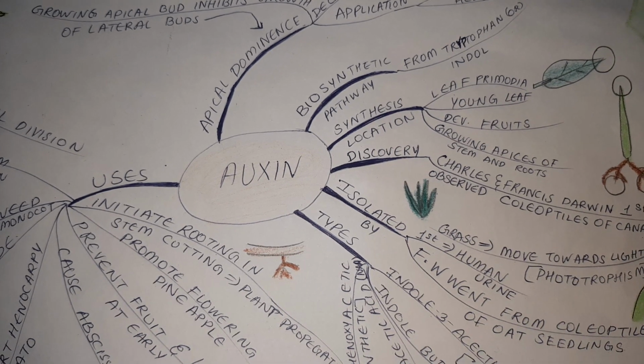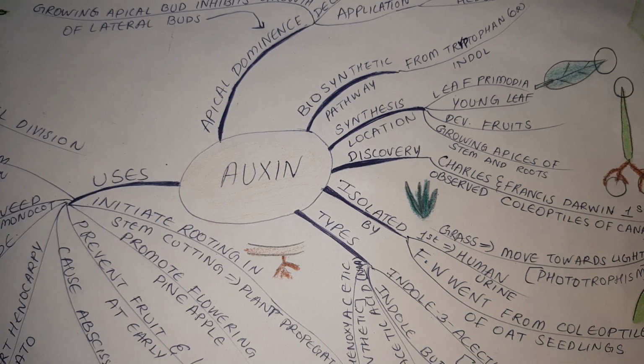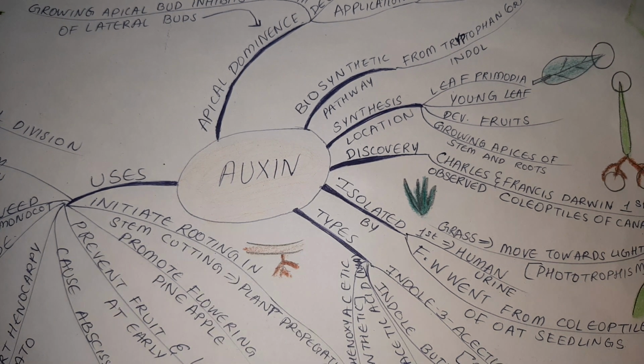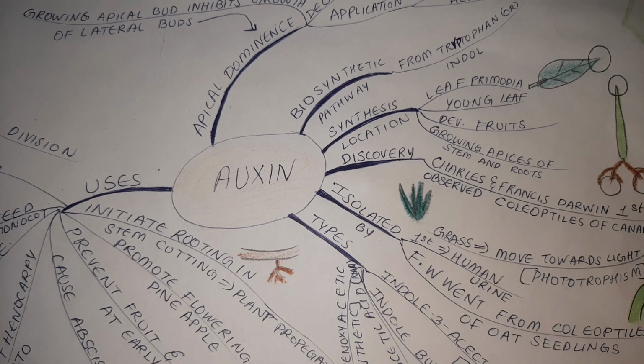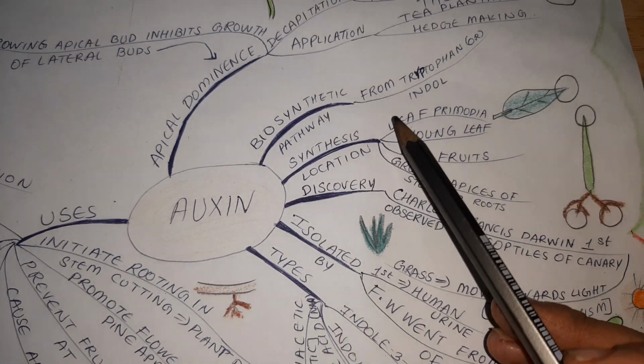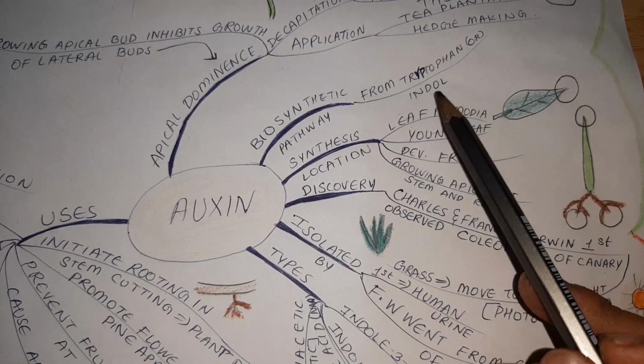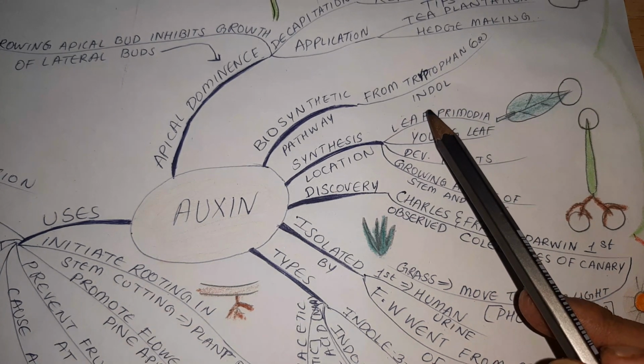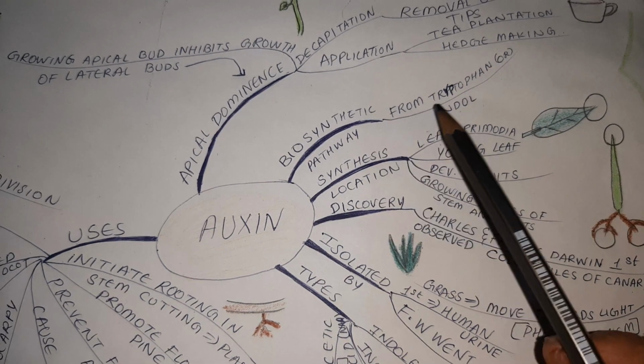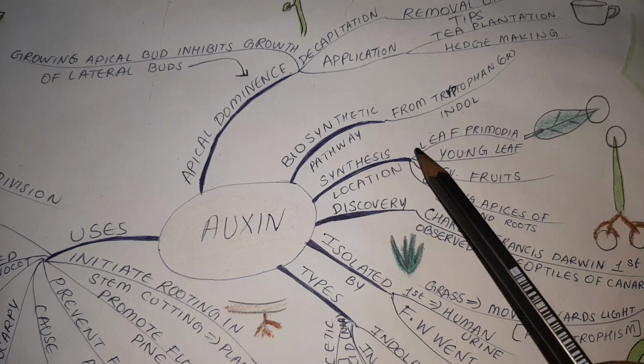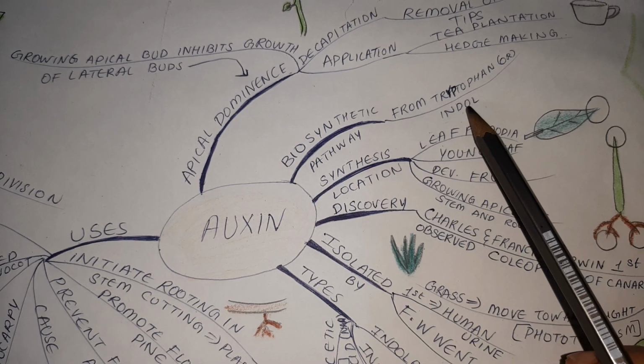In today's video, we will discuss plant hormones. And the first plant hormone is auxin. So let's start the discussion about auxins. Talking about the biosynthetic pathway, it is derived from tryptophan or indole. This is a kind of amino acid, and auxin is derived from the amino acid which is known as tryptophan.